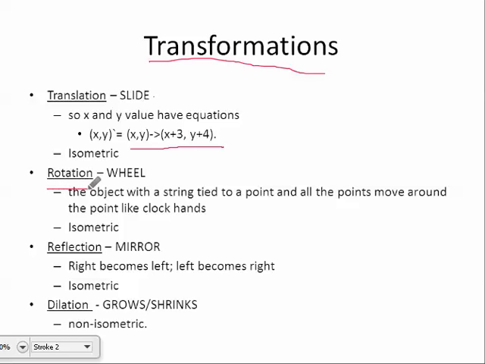A rotation is like a wheel. Wheels on the bus go round and round. So you've got a center that you're looking at, and the points go round that center and keep moving around. A reflection is like a mirror. You're looking in a mirror, and the right becomes the left, and the left becomes the right. Okay? These three are called isometric transformations.